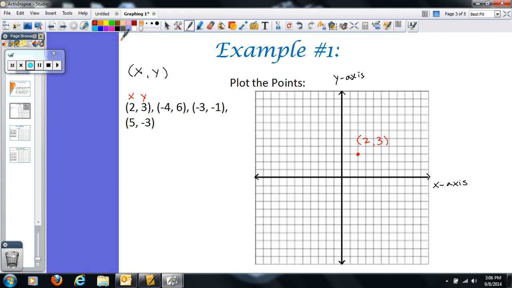The one thing I'm going to be a very big stickler about is you need to label your points. Okay? So you notice how I labeled that 2, 3.